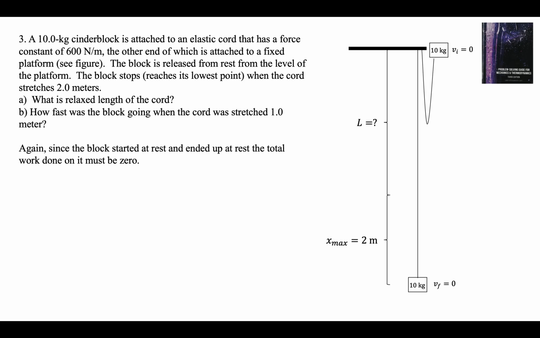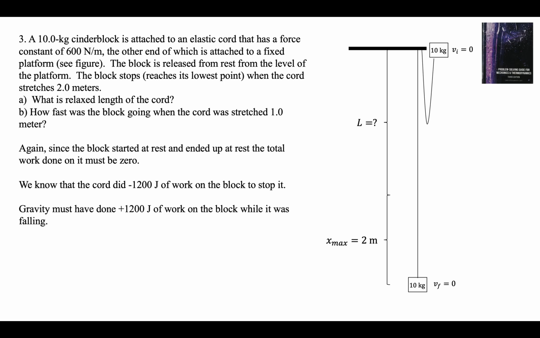The block started at rest, ended up at rest. Total work done on it must be 0. We know the cord did minus 1200 joules of work. We're ignoring air drag. Gravity must have done plus 1200 joules of work. The work done by gravity is the force of gravity, mg, times the change in height. mg delta y, it's falling down, that's positive. Gravity's doing positive work. Gravity's speeding it up. It's moving in the direction of the force.